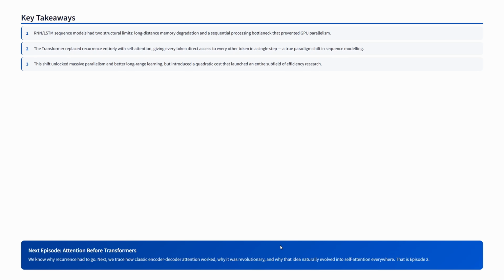Now we know why recurrence had to go, but here's something we haven't explored. Attention existed before the transformer. For 2 years, it worked as an add-on to RNNs, and it was already revolutionary, right? In the next episode, we'll trace exactly how that classic encoder-decoder attention worked, and why it made such a big difference, and why the idea naturally evolved into self-attention everywhere.